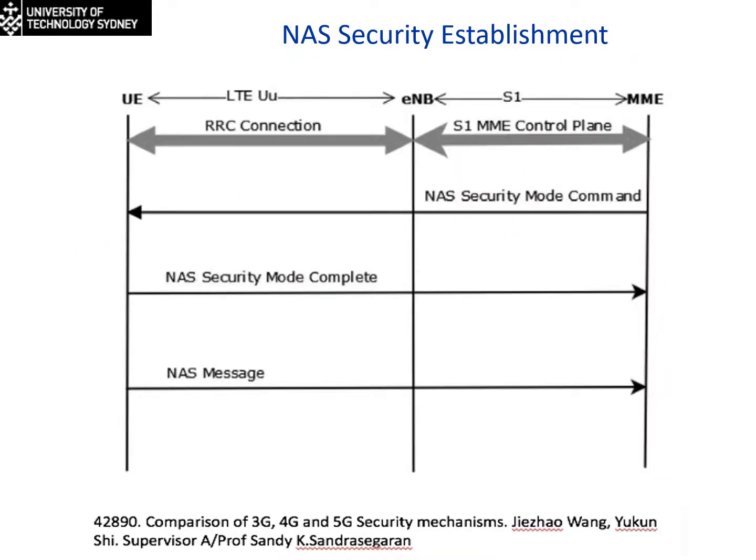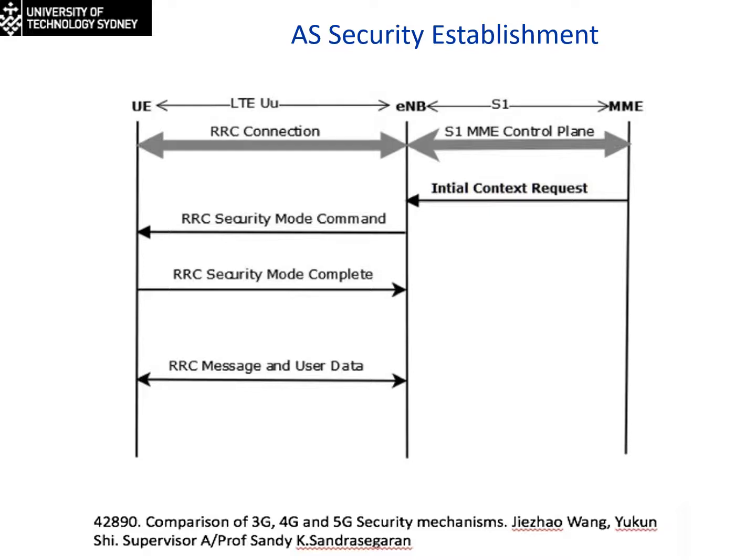The NAS security establishment process is performed by the NAS signaling between the UE and the MME. The MME sends a message to the UE, the security mode command, and the UE sends a message back to the MME. The AS security establishment is a little different from the NAS security establishment.